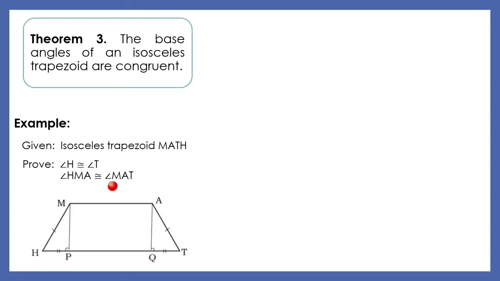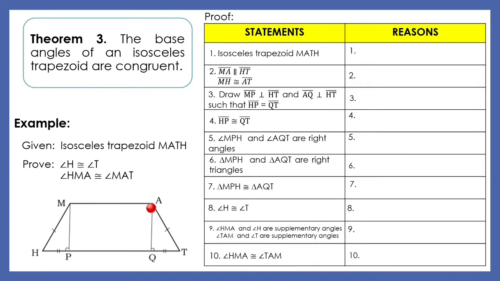This is our figure. We have isosceles trapezoid MATH. So, ipoprove natin na yung base angles H at T ay congruent at base angles HMA and angle MAT are also congruent. To prove, let us use the two-column proof. For the first column, we have the statements, and for the second column, we have the reasons. So, meron na tayo ditong mga given statements. Ang wala na lang ay yung ating reasons.